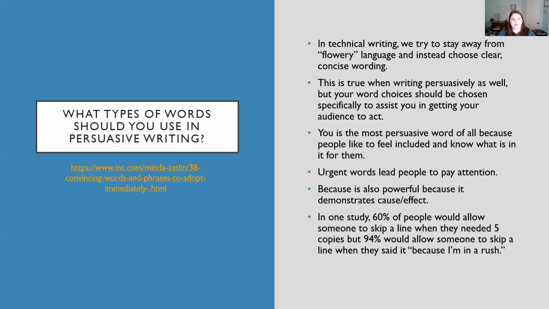However, if the person instead phrased it differently and said, "Is it okay if I skip in front of you? I just need 5 copies, but I need to skip in front of you because I'm in a rush." So then you're letting them know it's not going to take that long for them to do the thing they need to do. And because, which is providing a cause and effect, "they're in a rush" creates a sense of urgency. Whenever they rephrased that, 94% of people allowed them to go in front of them in line. So this is just an indicator of how, when you're being persuasive, the way that you word things is going to be useful to you.